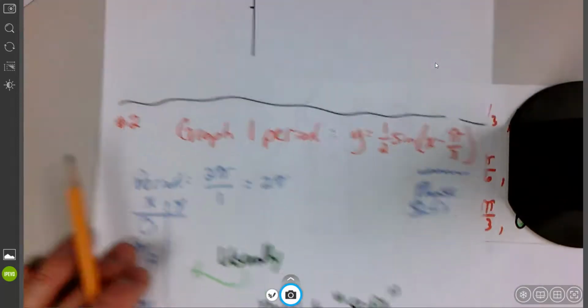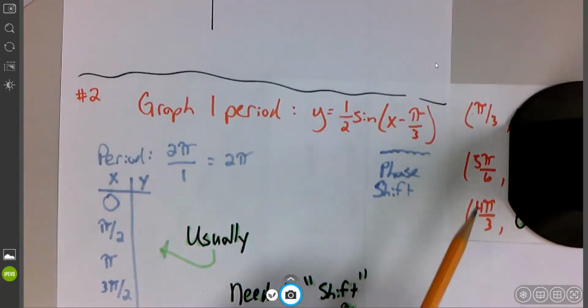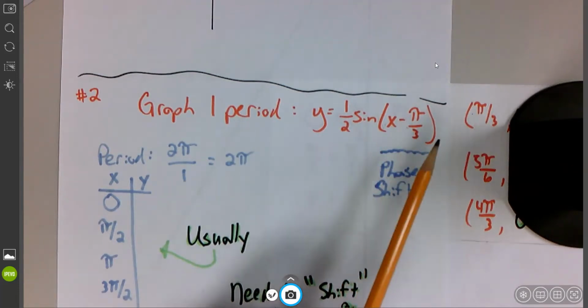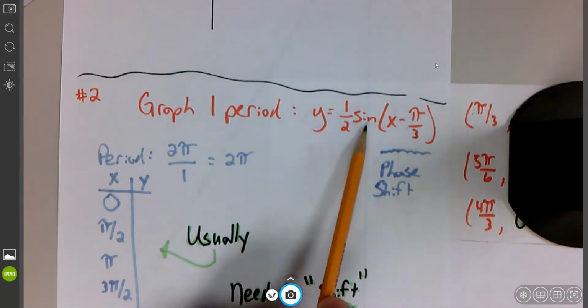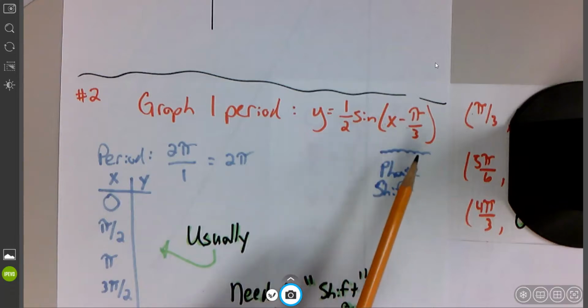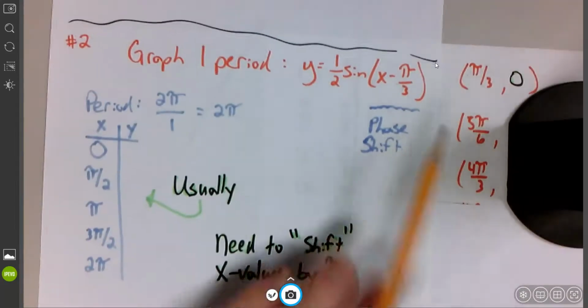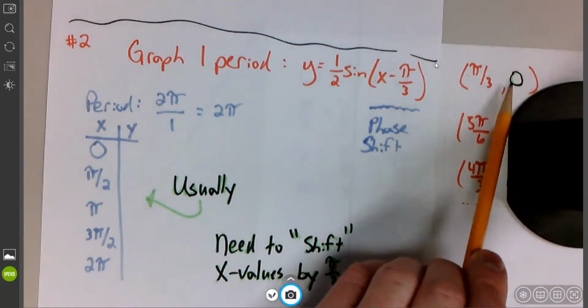So let's bring back the equation. The equation looks like this. Here's my first x value I'm going to plug in, pi over 3. Okay, pi over 3 minus pi over 3, that's 0. Awesome, because I have to take the sine of 0. Sine of 0 is 0. 0 times a half, 0. There's our first point we will put on our graph.